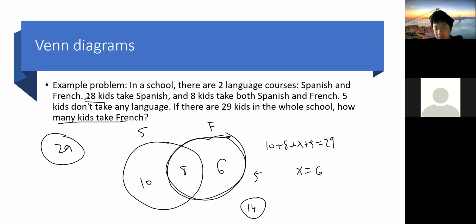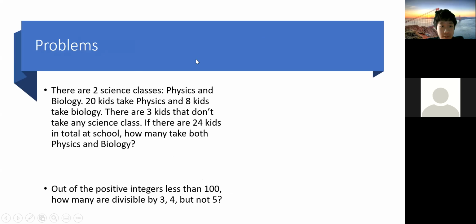You could do this without a Venn diagram, but it would be a lot harder because you would have to juggle which students are taking both and all that stuff. So a Venn diagram is basically a tool you can use. So we have 2 problems here. The first one is very similar to what I just did, and the last one is a little more difficult.